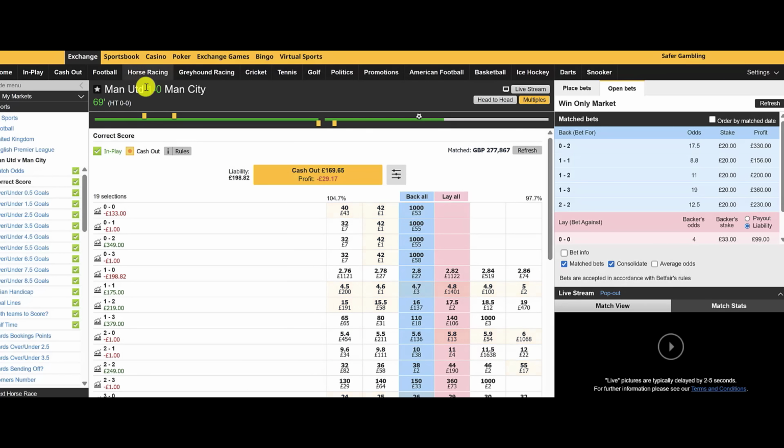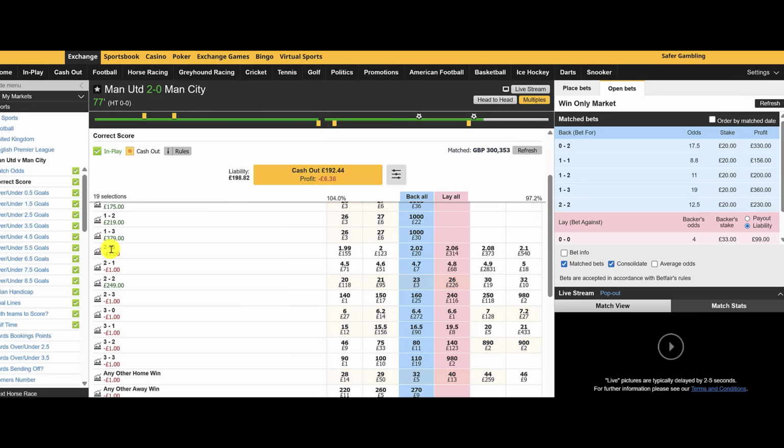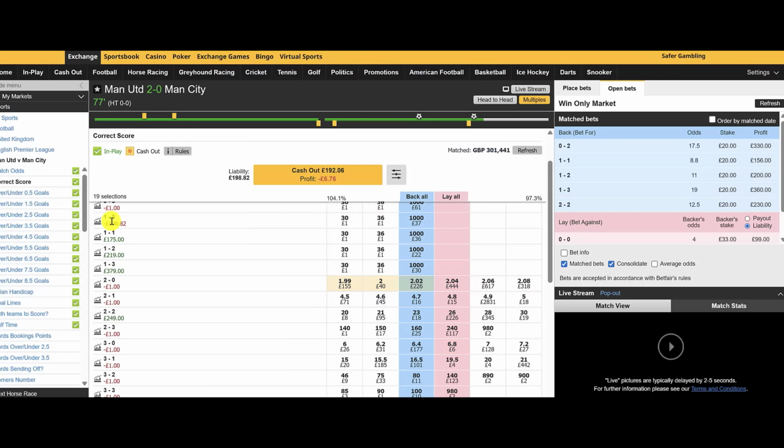Let's see what happens. It's Man United 1, Man City 0. We just had another goal in this one. It's 2-0. 2-0 to Man United, and our decision to go full liability against that 1-0 has been absolutely vindicated. 2-0 to Man United means that we're now just looking at a mere £1 loss on this, should it remain 2-0.